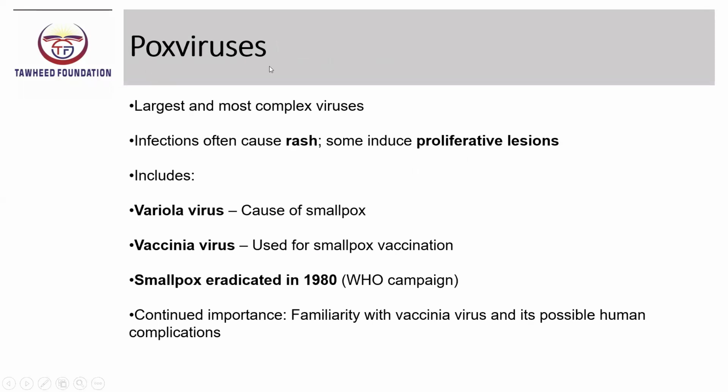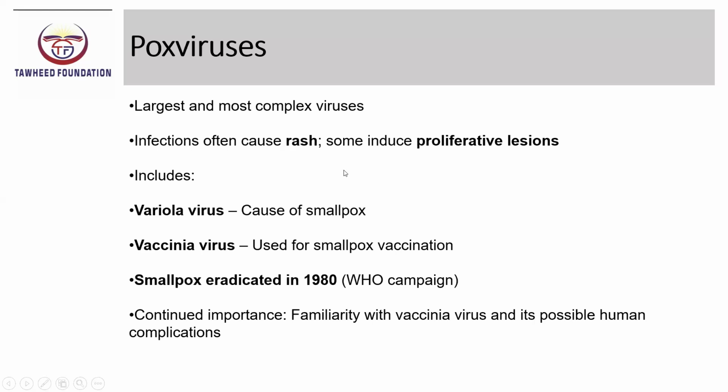We'll start with a new virus, that is pox viruses. Pox viruses are the largest and most complex viruses known to infect humans. They are unique because they replicate entirely in the cytoplasm rather than in the nucleus. Infections often cause characteristic skin rashes or proliferative lesions.